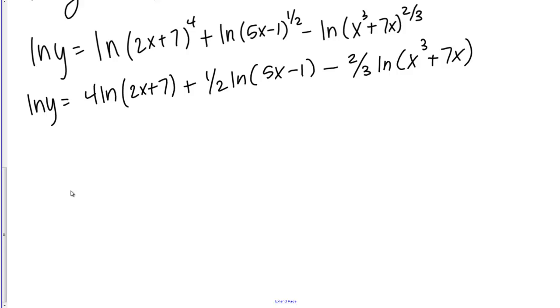So on the left-hand side, I have the natural log of y. Here you're going to have to remember a little bit from when you learned about implicit differentiation. So y is a function of x. Okay, so when I take its derivative, I need to remember the chain rule. So what do I mean by that?